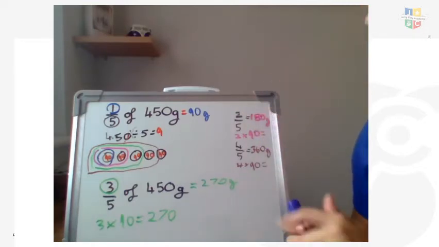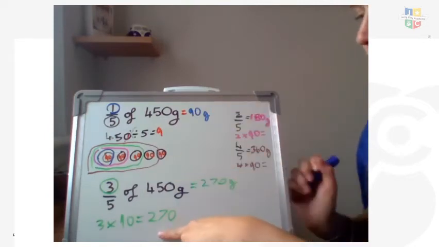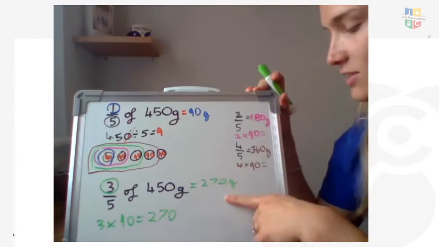So fantastic if you found 1/5 was worth 90, 2/5 180, 3/5 270 grams.